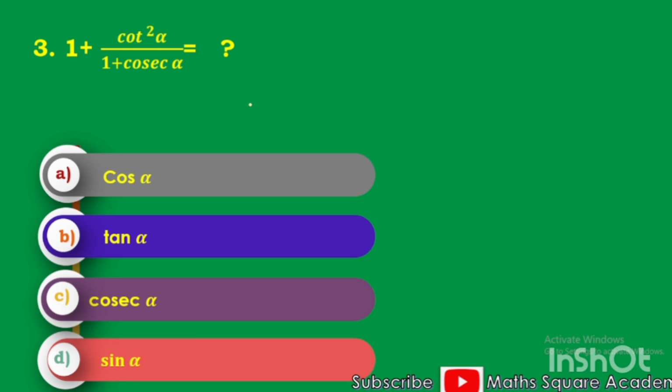To solve this one, see the question first and think about what property we can apply. Here we will rationalize the denominator. We know the properties of rationalizing the denominator, so we apply that one.